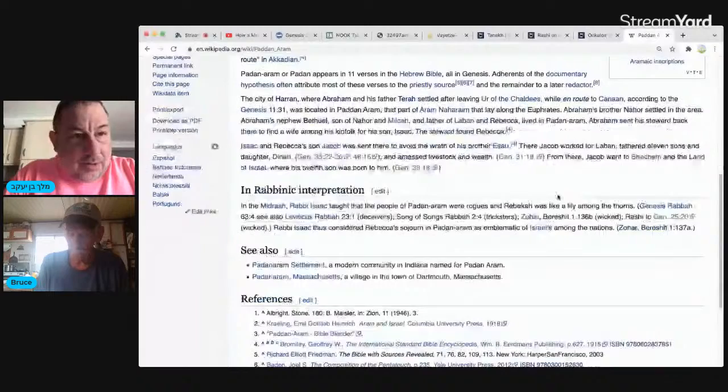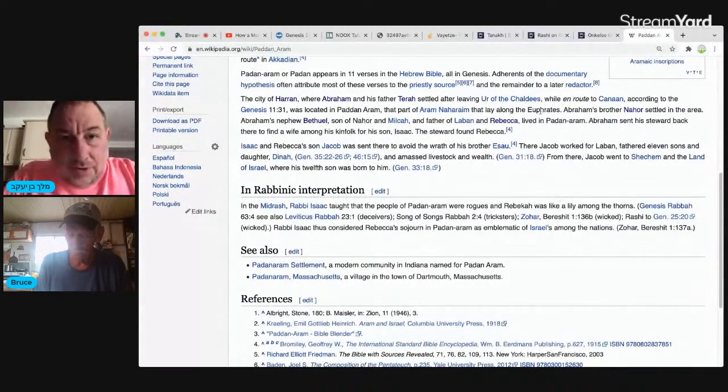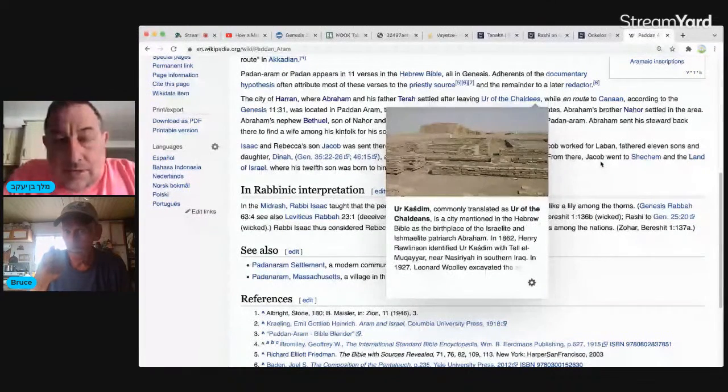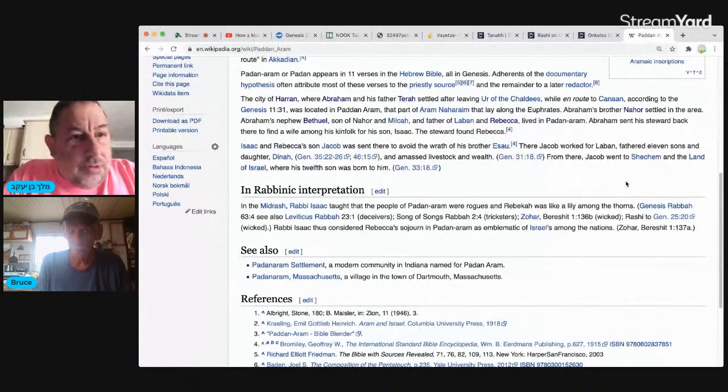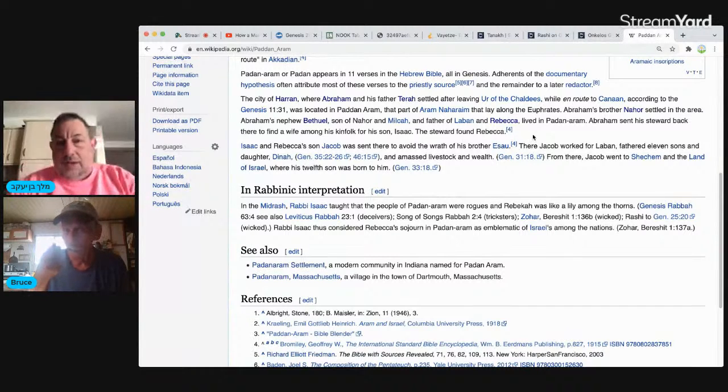The city of Haran, where Abraham and his father Terach settled after leaving Ur of the Chaldees, right? While en route to Canaan, according to Genesis 11:31, was located in Padan Aram, that part of Aram Naharaim that lay along the Euphrates. Abraham's brother Nahor settled in the area. Abraham's nephew Bethuel, son of Nahor and Milcah, the father of Laban and Rebekah, lived in Padan Aram. Abraham sent his steward back there to find a wife. Blah blah blah. We know the story, okay?